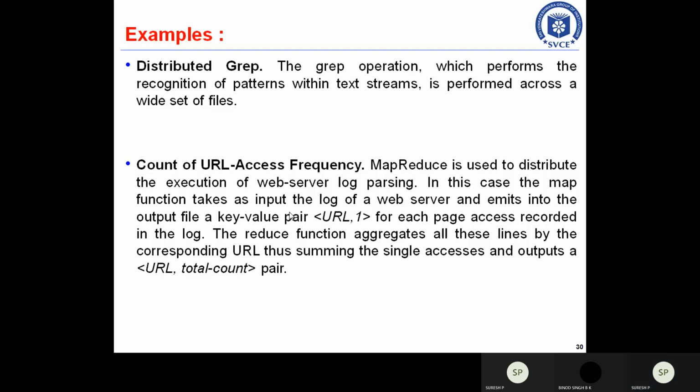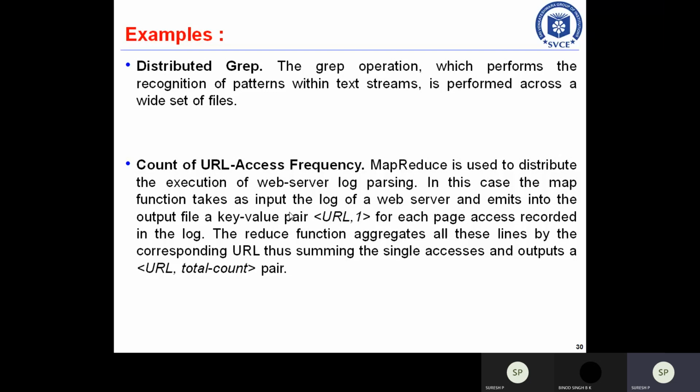So now it will give you how many times that particular website has been accessed by that particular person. In the reduce function, it aggregates, that is, it combines all these lines by the corresponding URL, thus summing the single accesses and outputs a URL with its total count pair.